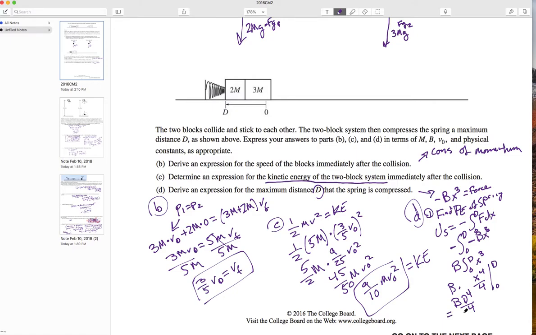is equal to 9/10 mv0 squared. So this is the potential energy of the spring has to equal the kinetic energy of the object for maximum compression.